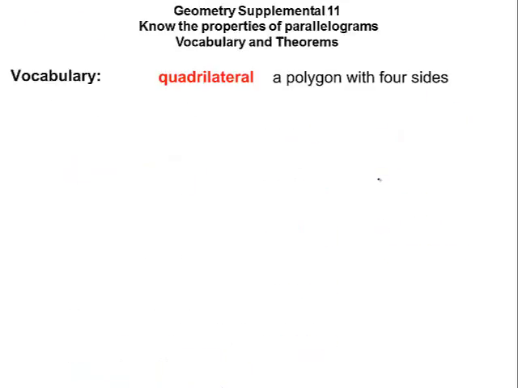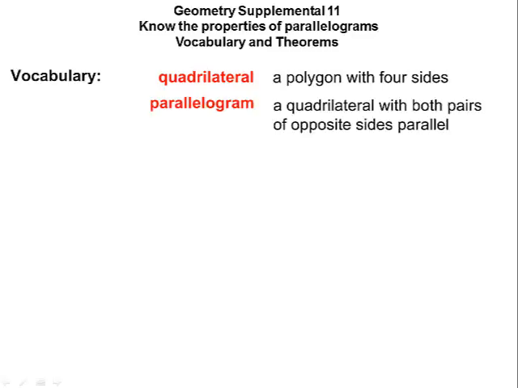All right, so we have some new vocabulary. A quadrilateral is any polygon with 4 sides. We talked about that when we went over polygons. A parallelogram is a special quadrilateral where both pairs of opposite sides are parallel. So the right and the left are parallel, the top and the bottom are parallel.